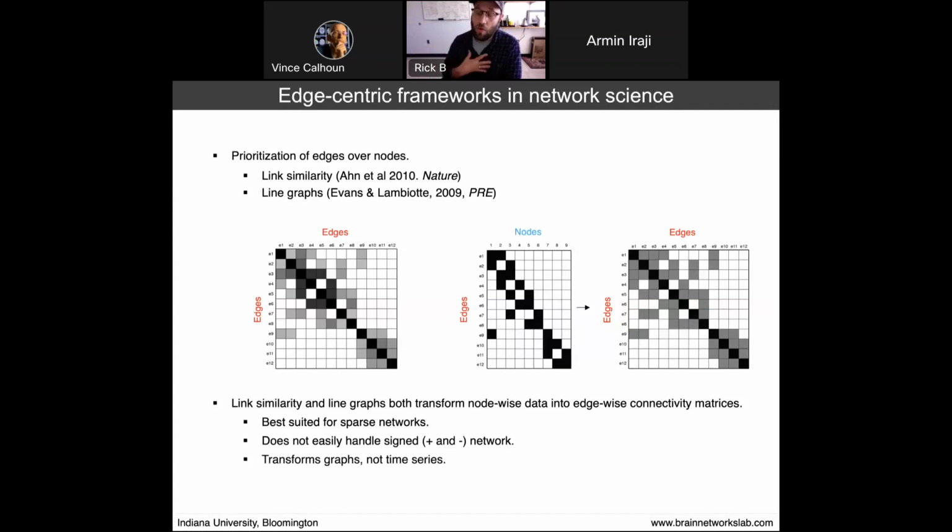But also, and for us this is really important, these two approaches transform the networks, the graphs themselves, which have no temporal properties. So if we were to apply these to functional connectivity, we lose all access to time-varying properties, to the time series that generated the graphs. And selfishly, I want that kind of information in my analyses.